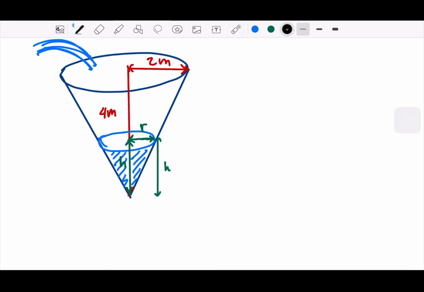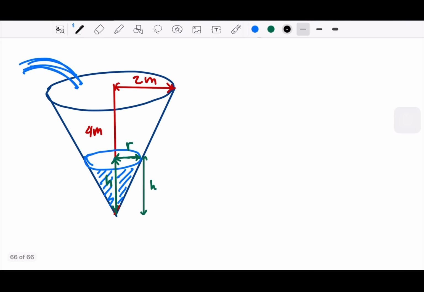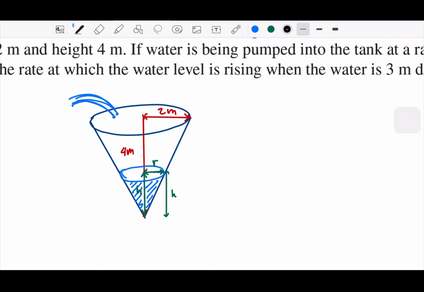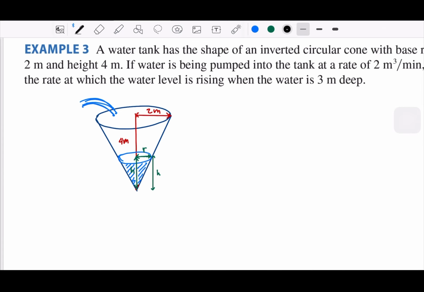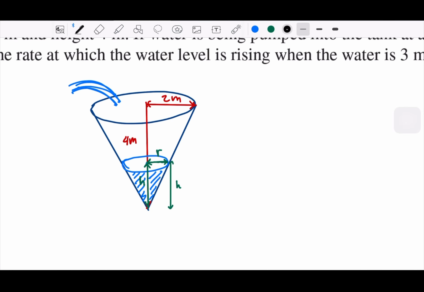Okay, now next thing, so we draw all of this. The question is asking the level, the water level. So it's asking the rate of change of the level of the water. So we say it's asking dh over dt, because I take this h as our name. So the question is asking about dh over dt.